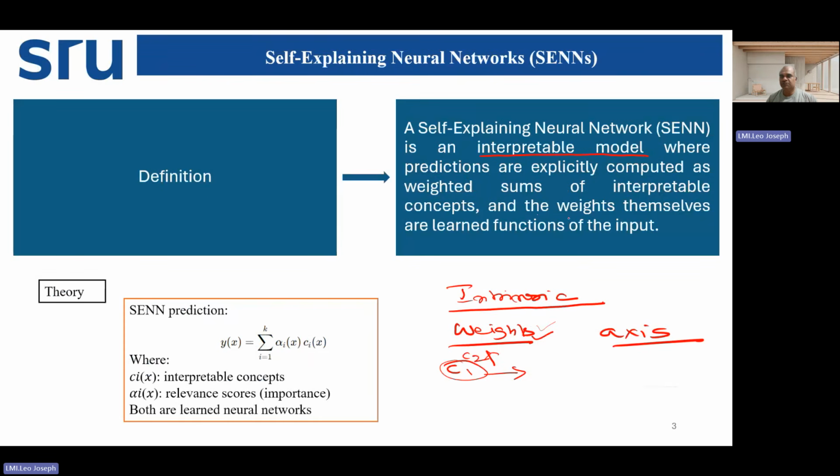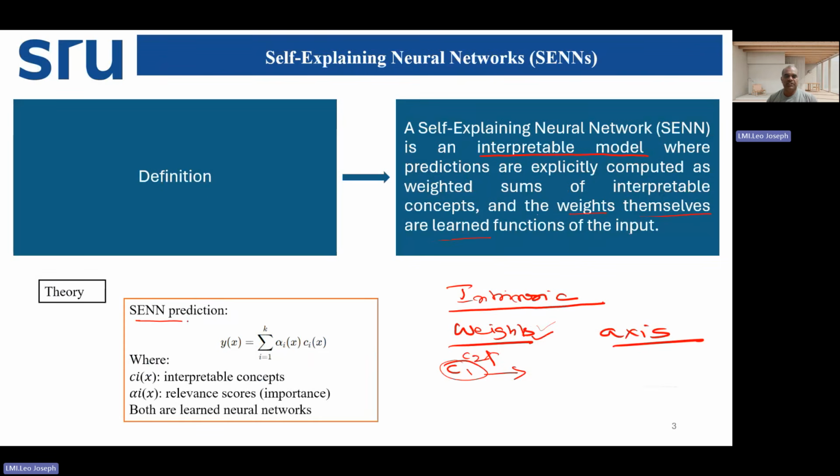The weights themselves are learned functions of the input. So based on the input, the weights themselves are learned. That is called self-explaining. We are assigning weights that self-learn as functions of the input. This is what we are going to see today.